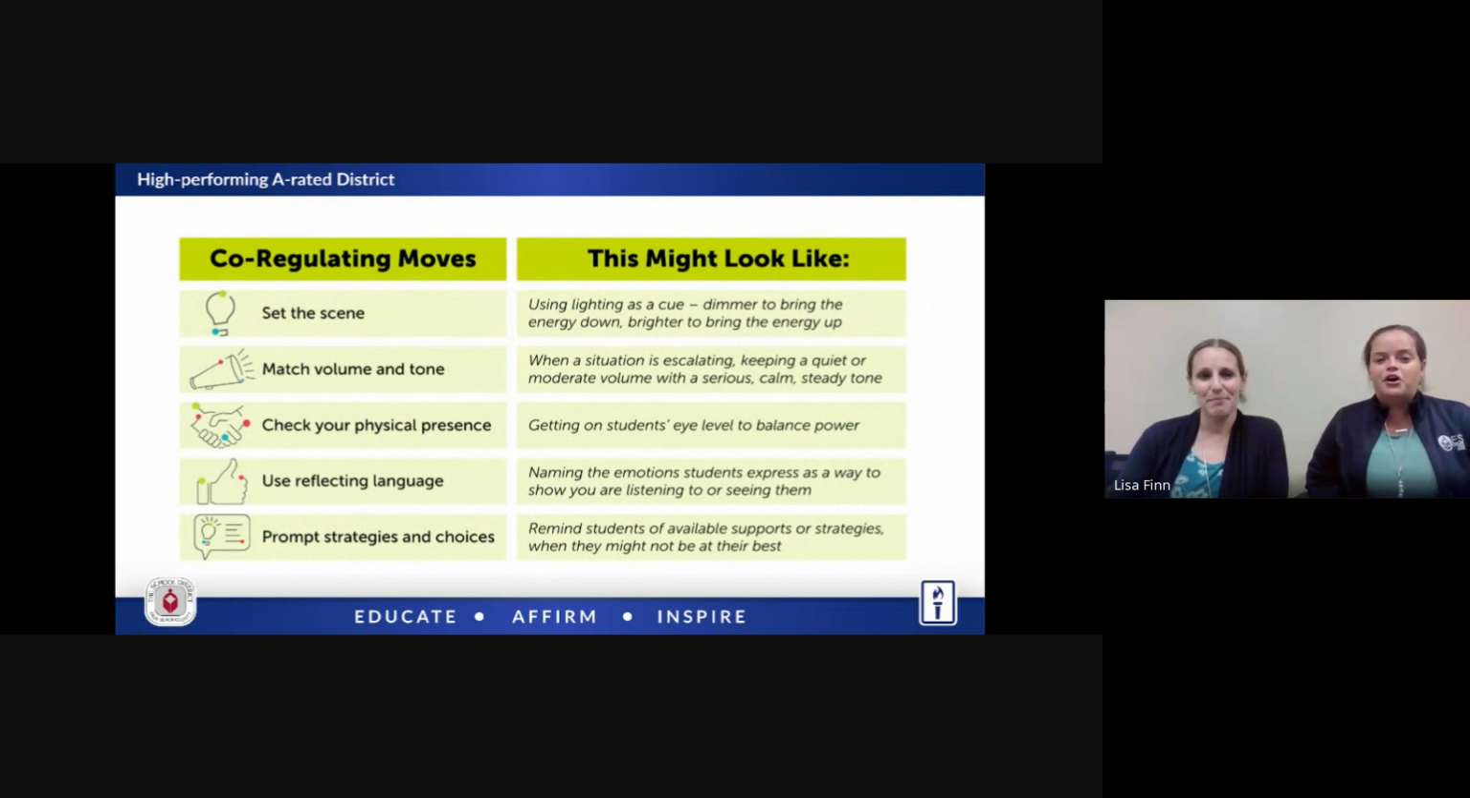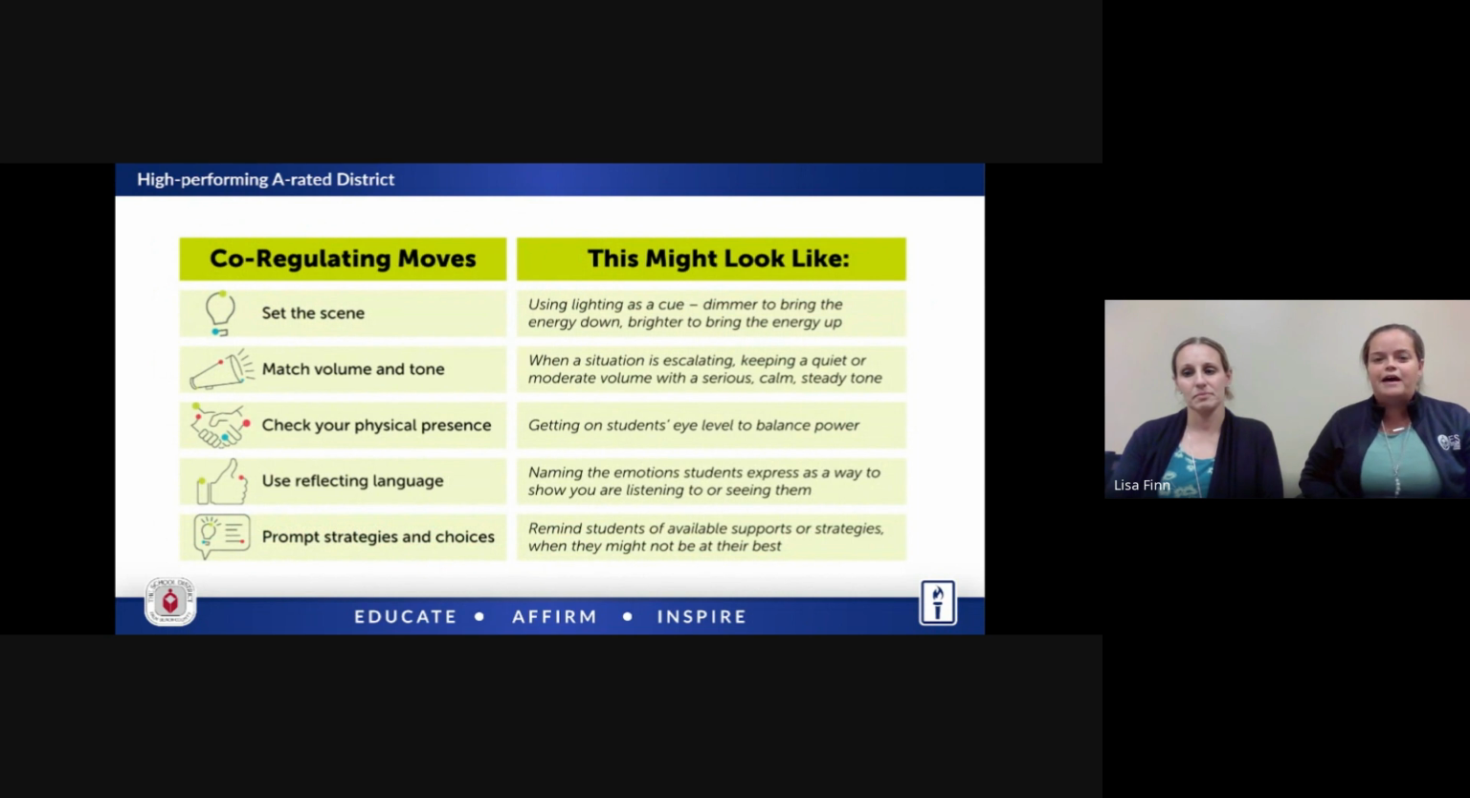Also matching their volume and tone. So if you see a situation starting to escalate, maybe you're going to drop your voice level a little bit so they see, okay, I don't need to be as escalated. Maybe I don't need to be as loud in this situation, but I can kind of bring that down. This one's a huge one, guys. It's checking your physical presence.